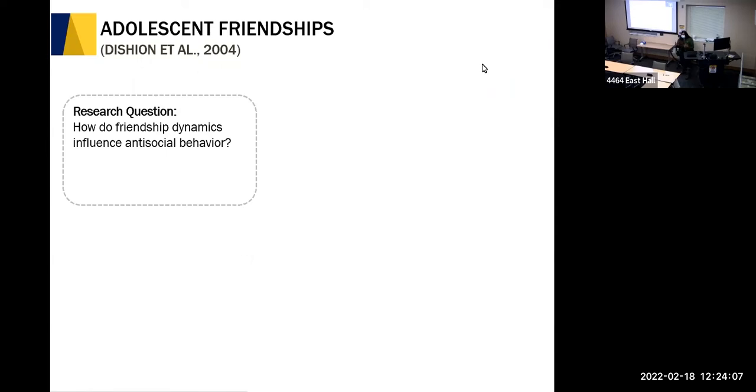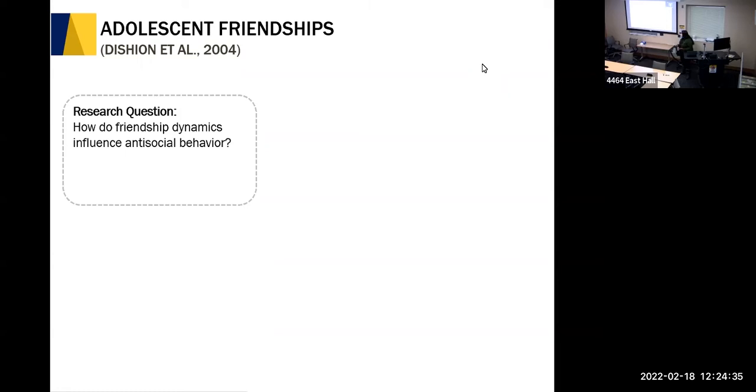But there are a lot of questions, right? Is it that deviant peers seek out like others? Is it that deviant peers reinforce each other's behavior? And we really don't know the extent to which these findings generalize to an individual adolescent. So why is it that some adolescents who endorse having deviant peers do not also endorse having antisocial behavior, while others do?